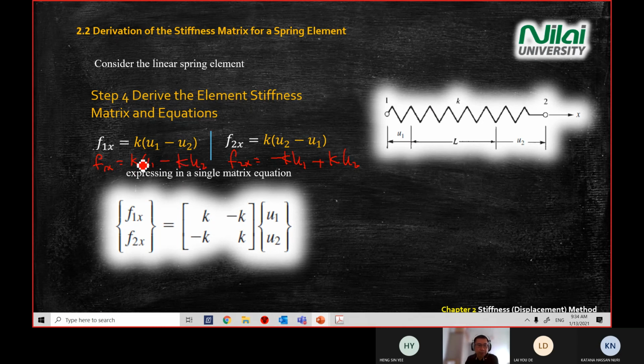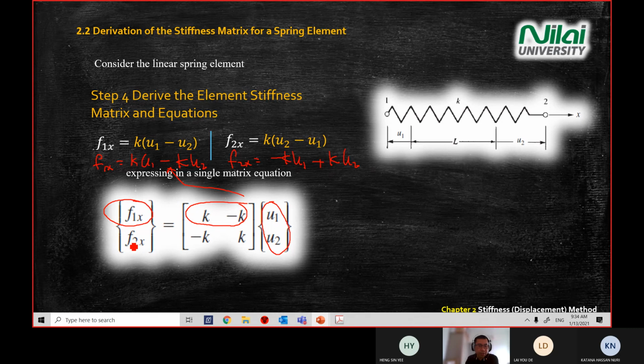Because if you put in the same format, you start with F, KU1, KU2, and the second equation also F, KU1, U2. Of course, there's a positive negative sign there, but they are in the same format. Then after that, you convert these two equations into a matrix form. So how do you convert into a matrix form? First equation, you take this section and this section, you get the first equation.